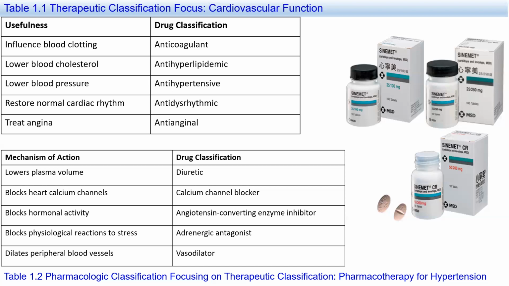On the next table, or the bottom table, the top one is therapeutic classification, anticoagulant. The bottom one is the pharmacology classification. Diuretics, for example, lowers the plasma volume.